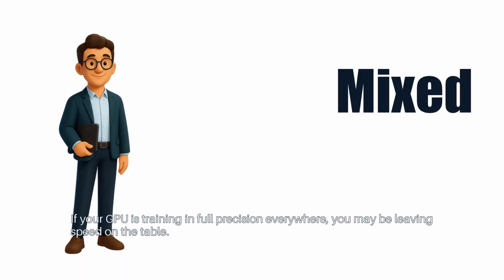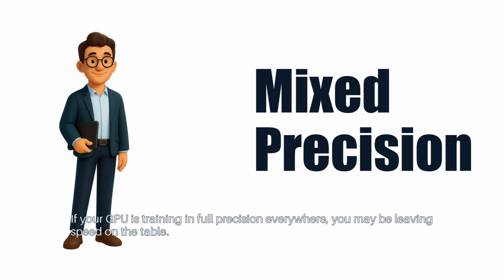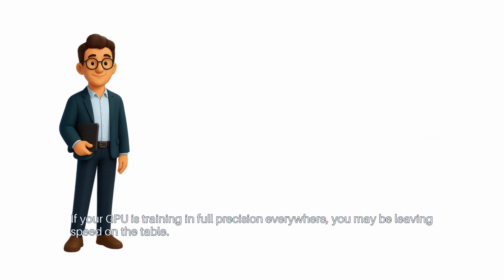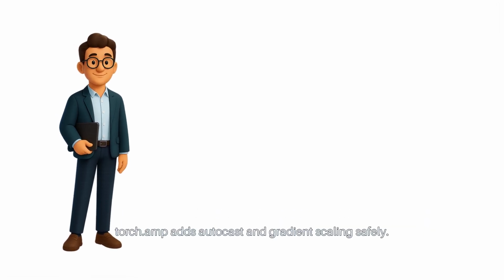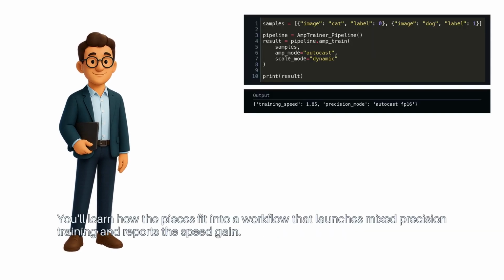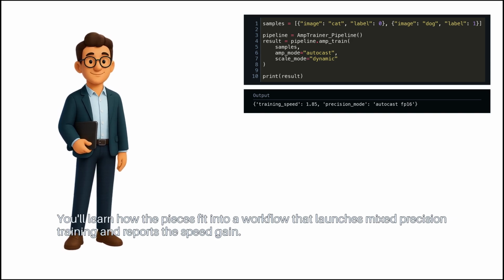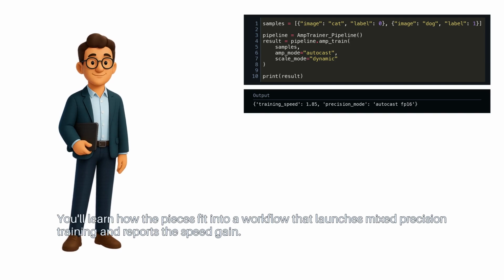If your GPU is training in full precision everywhere, you may be leaving speed on the table. Torch.amp adds autocast and gradient scaling safely. You'll learn how the pieces fit into a workflow that launches mixed precision training and reports the speed gain.